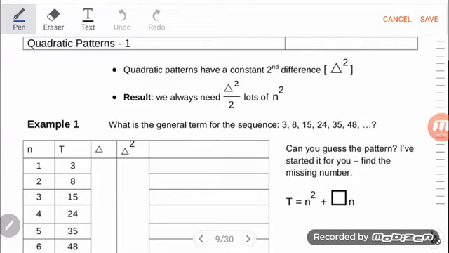Hi and welcome to Quadratic Patterns Part 1. In this section we'll go over how to create a quadratic equation from a particular pattern of numbers.